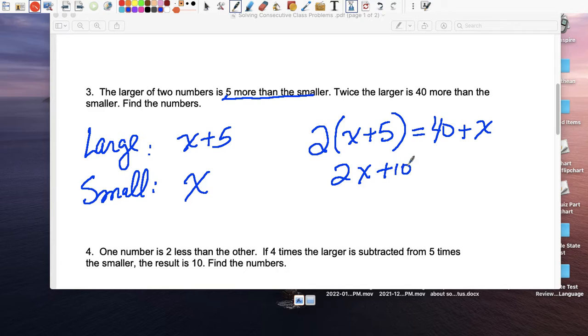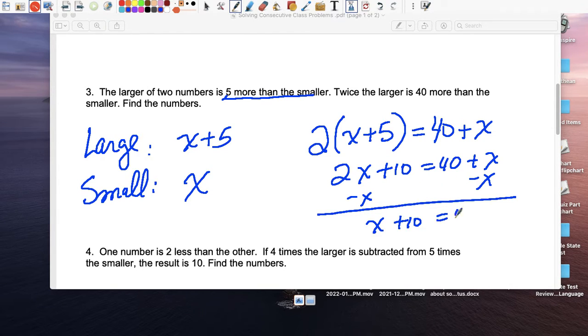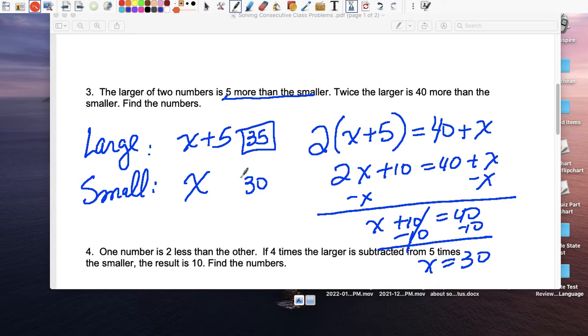2x plus 10 equals 40 plus x. Subtract x from both sides: x plus 10 equals 40. Minus 10 on both sides, x equals 30. So the small number is 30, which means the larger is 5 more than that, and that's going to give us 35. So here are my two numbers.